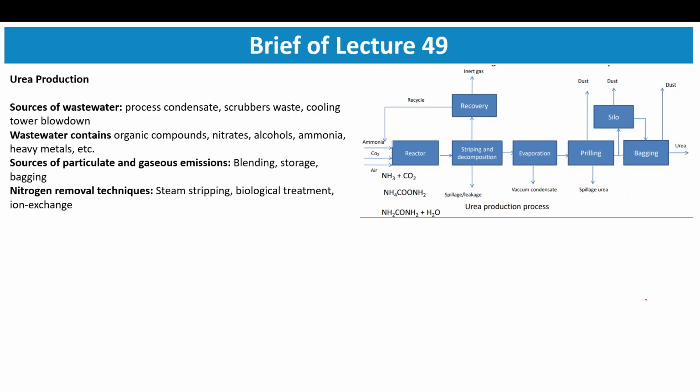Next is urea production, urea being a kind of fertilizer which takes care of the nitrogen requirement of the soil. Urea production occurs with the usage of ammonia, which reacts with carbon dioxide, and this is the intermediate product which is formed and which further gives you urea. So this is urea, and this is the main reactor where the reaction occurs. Here the main sources of wastewater can be process condensate, scrubber waste, and cooling tower blowdown.